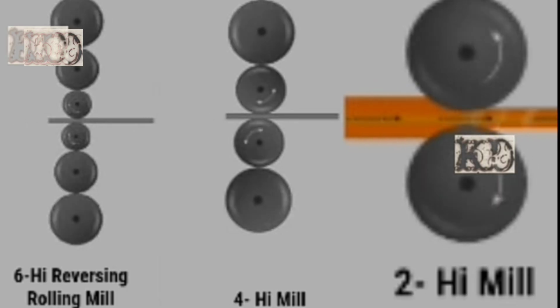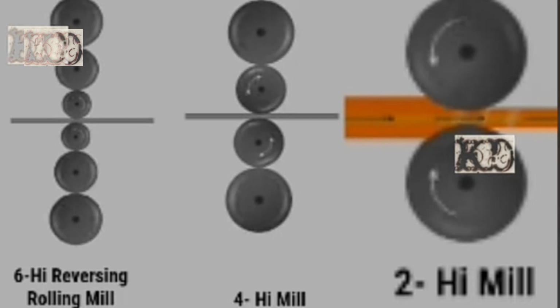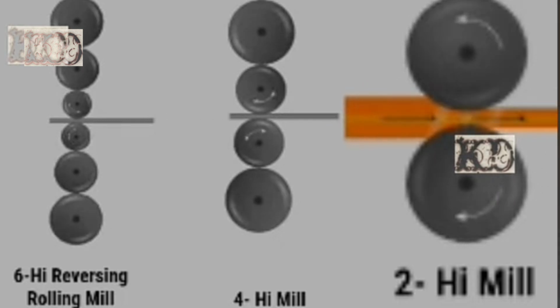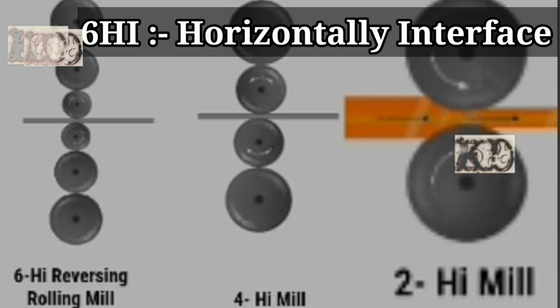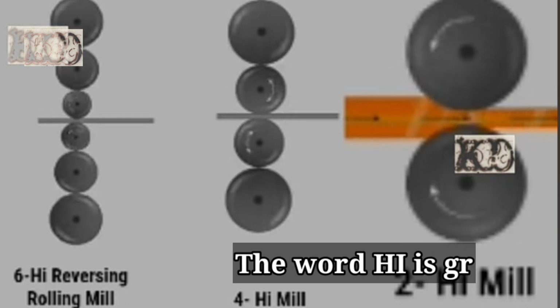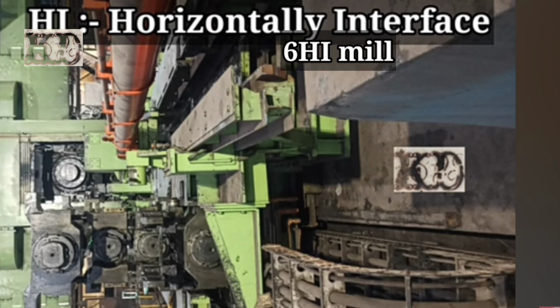Friends, you must have heard of 6 high mill, 4 high mill, 20 high mill and 2 high mill. What is the meaning of high? Friends, it means roll, which means horizontally interface. The word high is a Greek word which means roll.